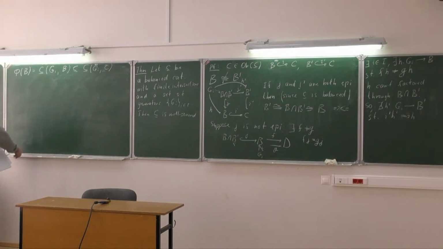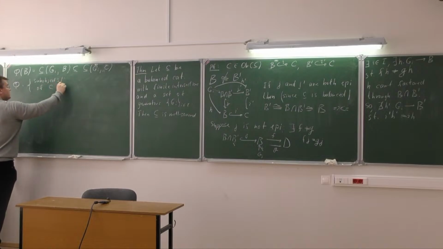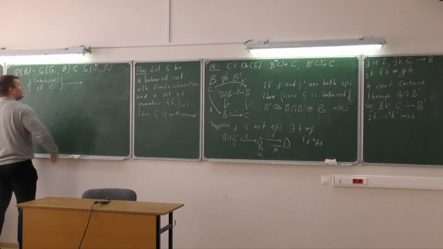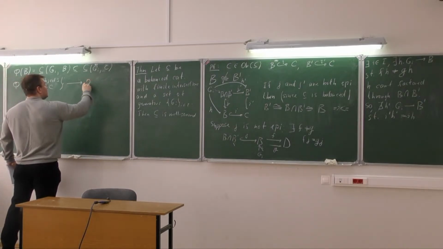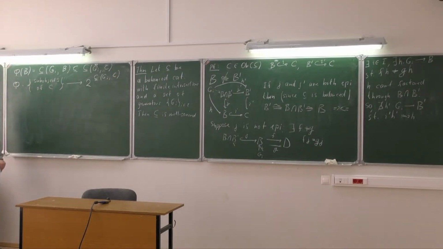So if you want to think about this, we can say that phi is a map from the class of the sub-objects of C to the set of all subsets of this given set of all maps. Yes, that's the assumption. All categories in this course are locally small, meaning that all the hom-sets are just sets.